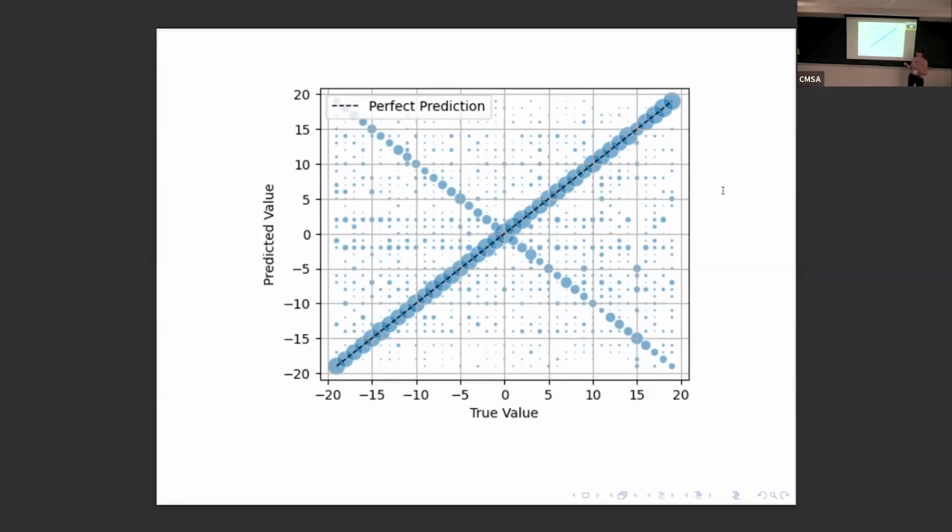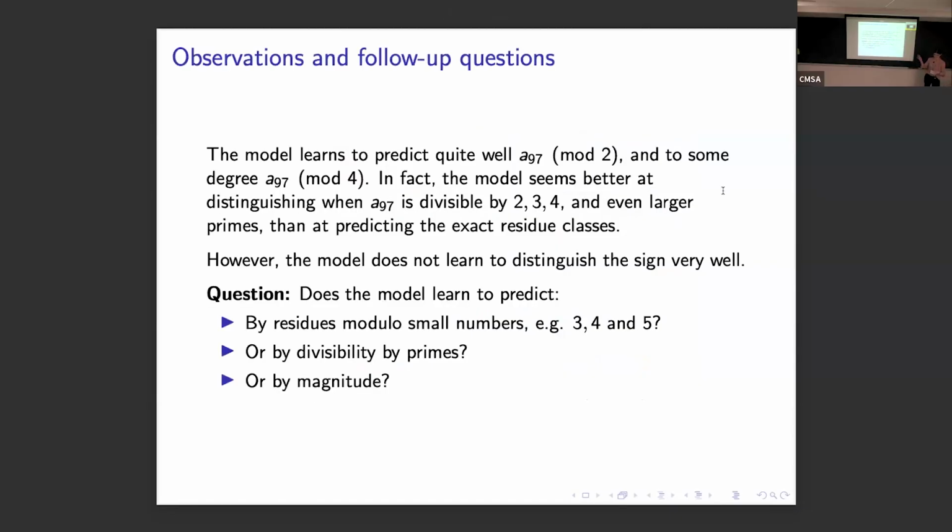Can we figure out what this model has eventually been learning? Is it learning based on mod information, modulo small primes, or is it learning based on divisibility by primes? Maybe it's learning based on magnitude. We don't really see that from the picture, but that was something I was interested in, and I ran a few experiments, so I'll probably just in the next 10 minutes show you some more pictures.